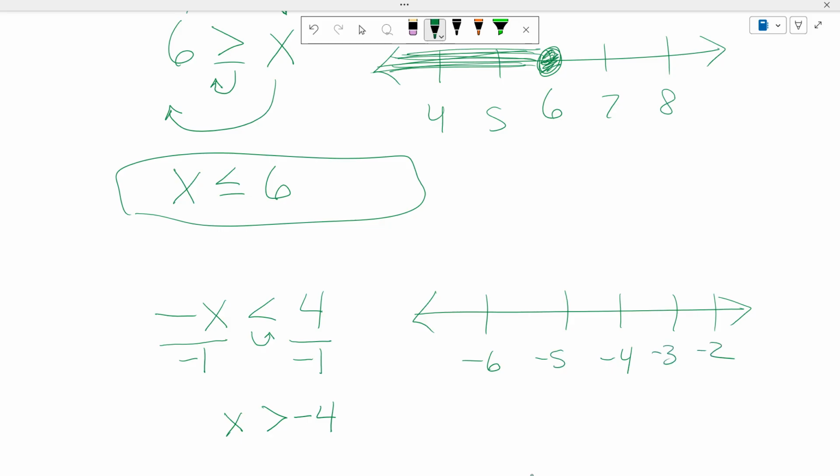All right. So we have an open or filled-in circle at -4. Open, because it's greater than and it's -4. So it points to the right, so we shade to the right. Okay.